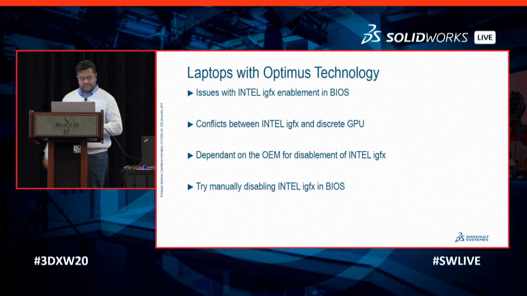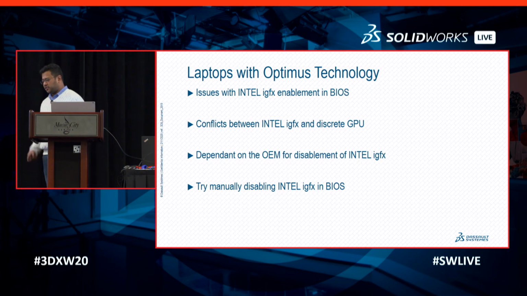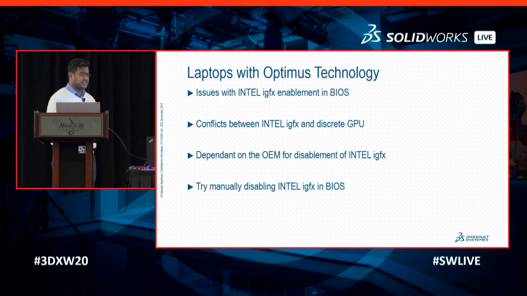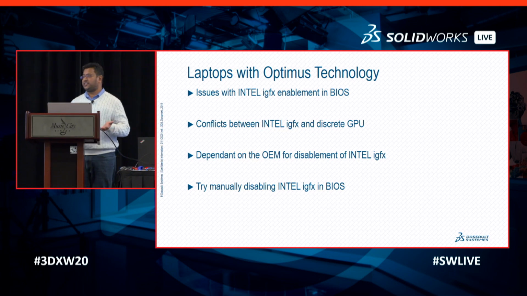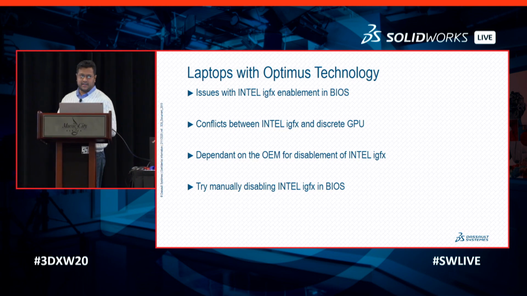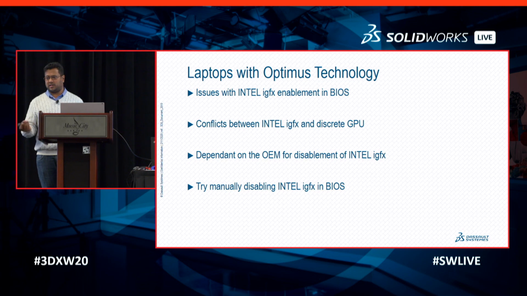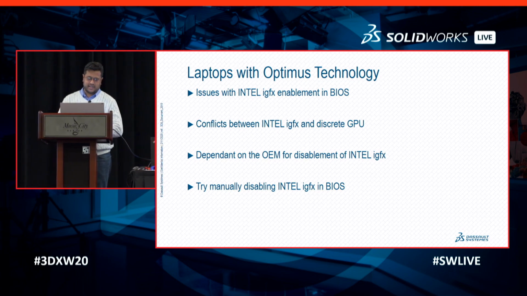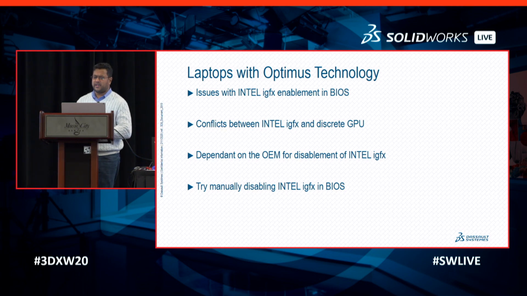Now, I've heard a lot of issues coming from the field about Optimus Technology. That is laptops that have both Intel graphics and discrete GPUs. And we've heard complaints that, hey, I'm not able to turn on the graphics pipeline. We are aware of those issues. And we see there's some conflict between the Intel integrated graphics card and the discrete GPU. And the solution is sort of dependent on the OEM for disablement of the Intel IGFX.